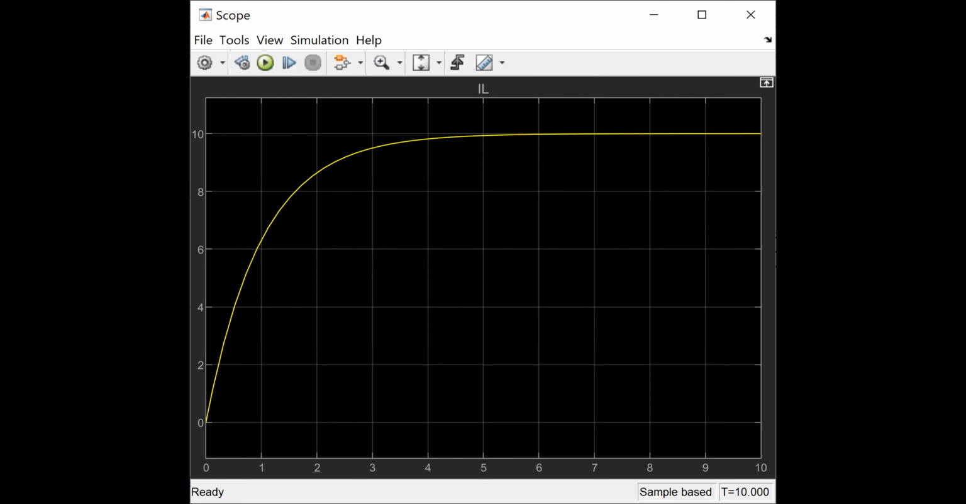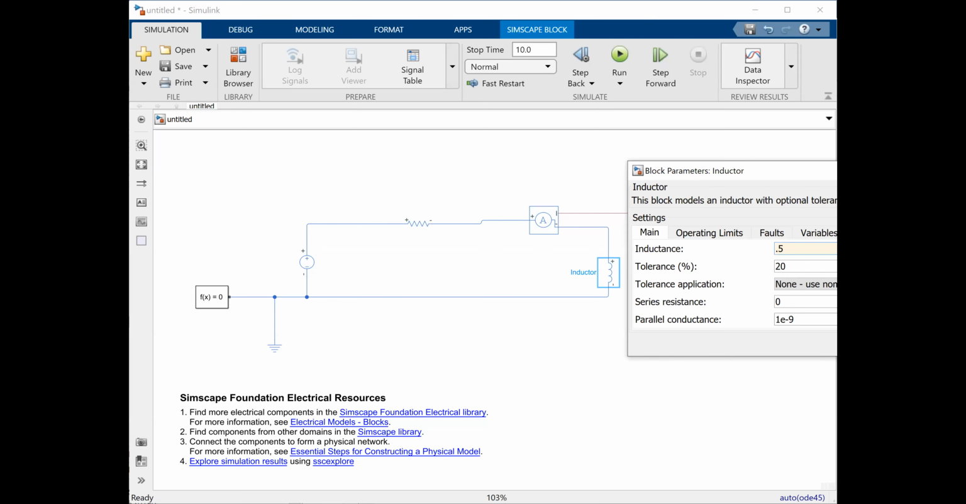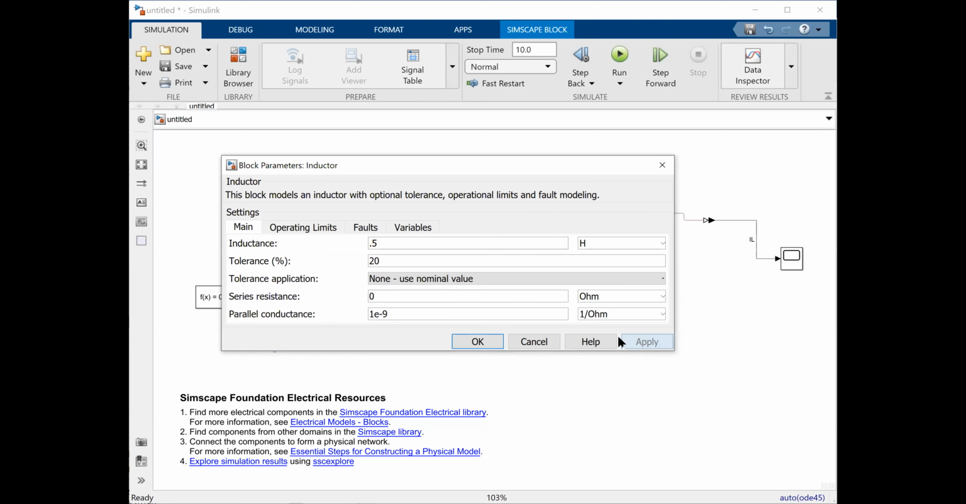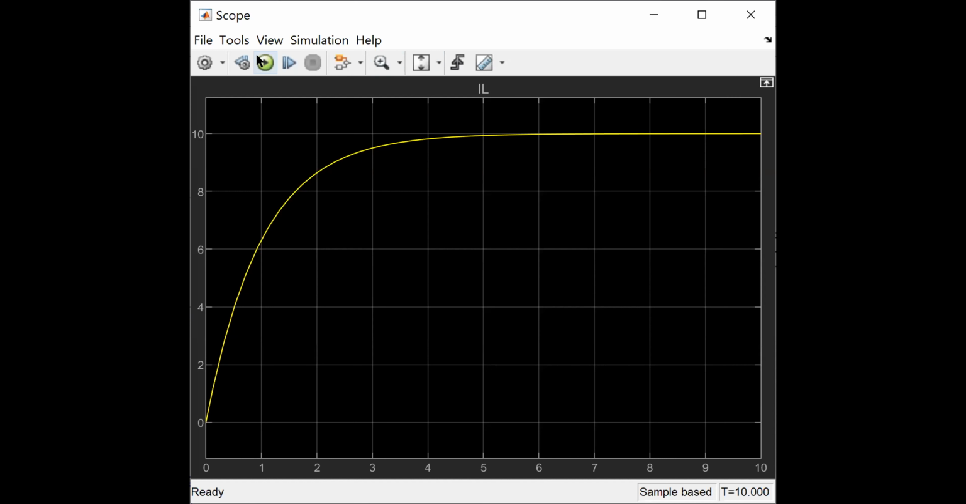All right. Now let me change back the value of the inductance to 0.5. Let's see what will happen to this inductor current. All right. So let's switch back to this. Have a look. Now it should reach this 10 ampere in 2.5 seconds only. Have a look. It is doing that.